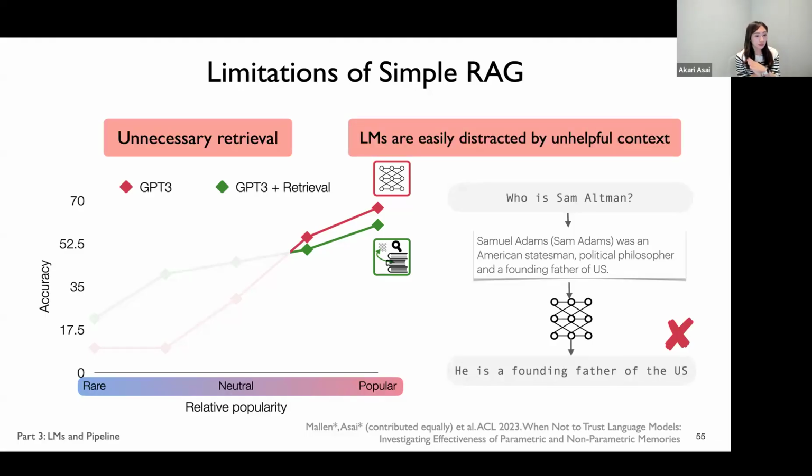We found that this happens more frequently in popular questions, because language models already know the answer. But because of those retrieval errors, language model performance can get worse, and they start generating incorrect answers.